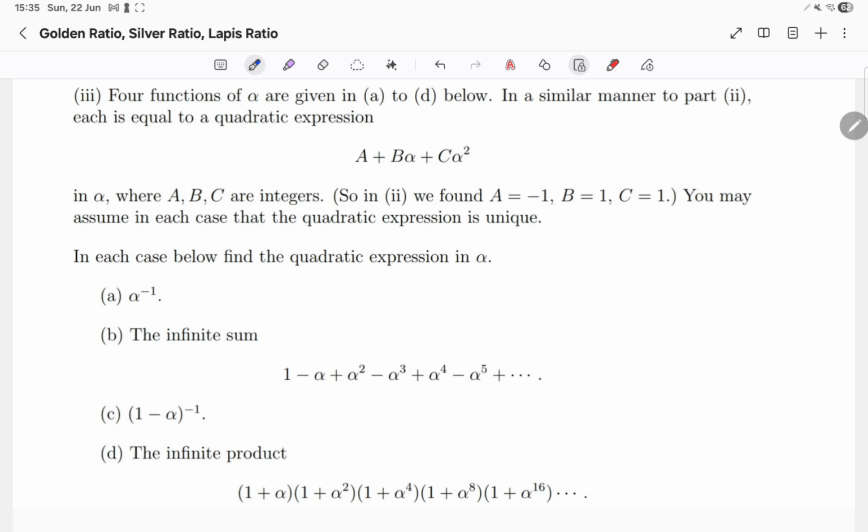B, the infinite sum, 1 take away alpha plus alpha squared, take away alpha cubed, etc. C, 1 take away alpha, all to the -1. D, the infinite product, 1 plus alpha squared, 1 plus alpha to the 4, 1 plus alpha to the 8, etc. Pause the video now to have a think, and once you're ready, restart to see if you were correct.